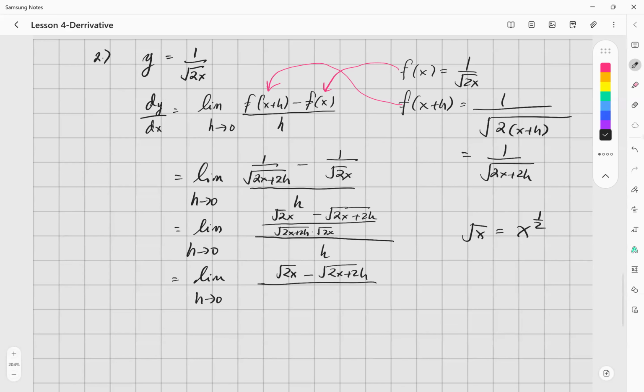Okay, let's just substitute the h directly. The square root of 2x, that's just the h. So 2x plus 2 times 0, because your h is 0. And then you divide that by the square root of 2x plus 2 times 0 multiplied by 2x. You divide that by something.